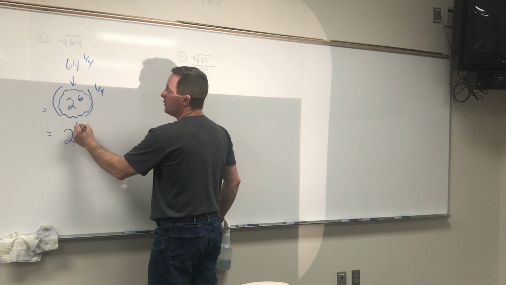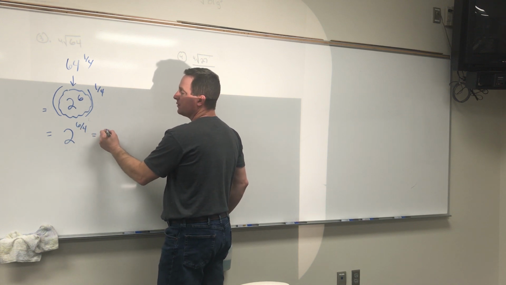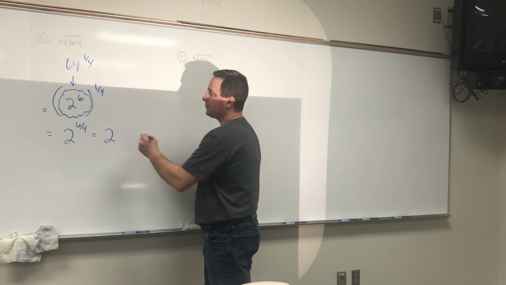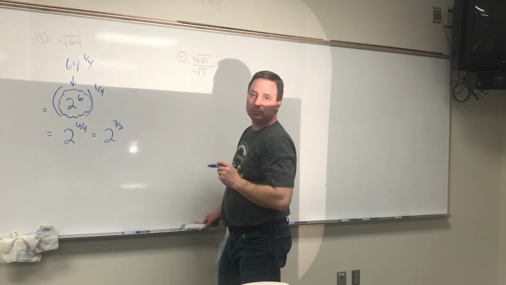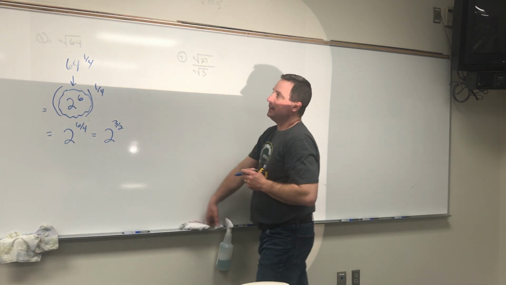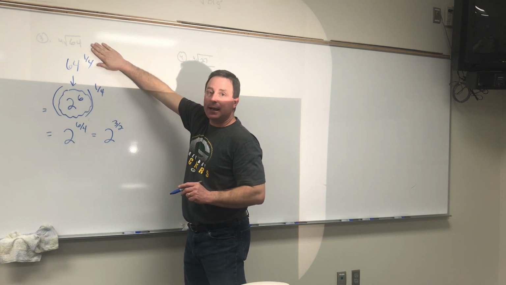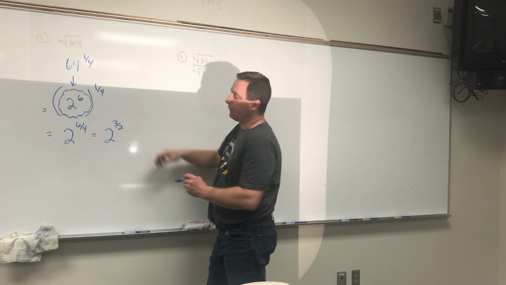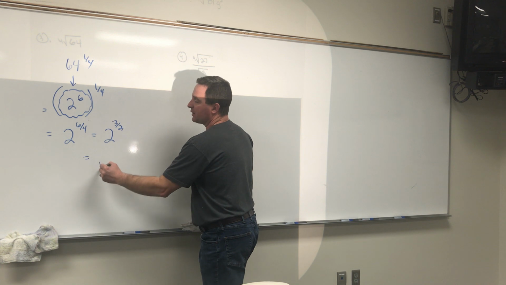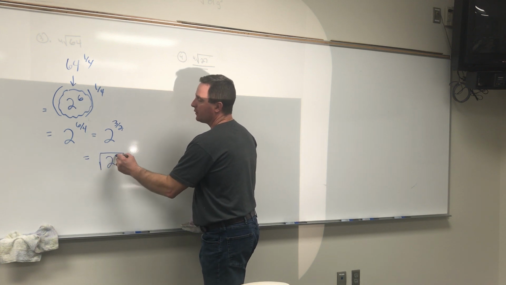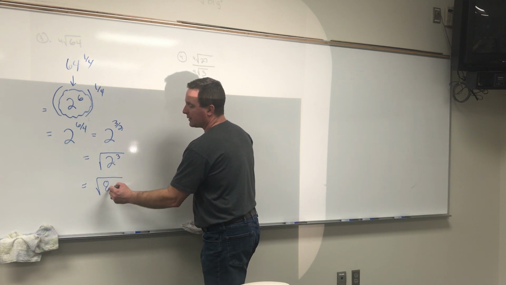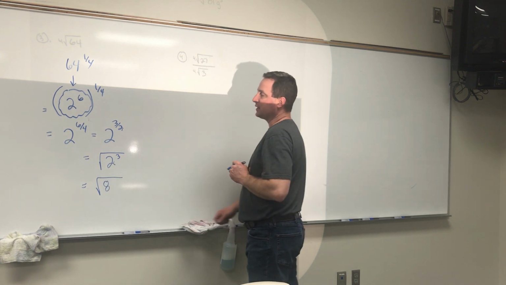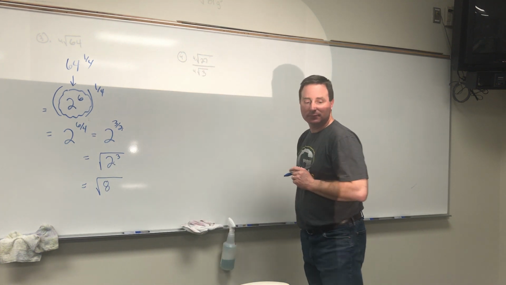Well, that's 2 to the 6/4. And if I reduce my fraction, it's 3/2 if I divide them both by 2. Okay? Now, just like on the last one, it started in radical form, so I want my answer in radical form. It's going to be the square root of 2 to the 3rd power. And 2 to the 3rd power is 8. So my answer is the square root of 8.